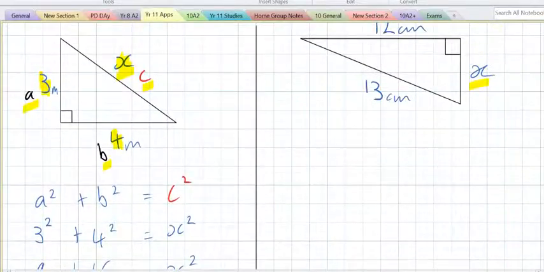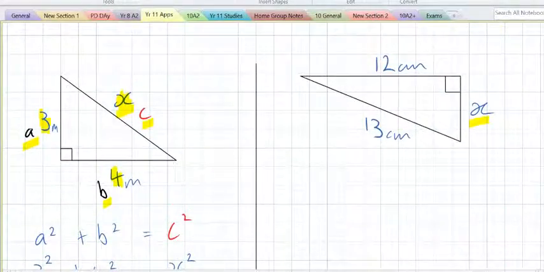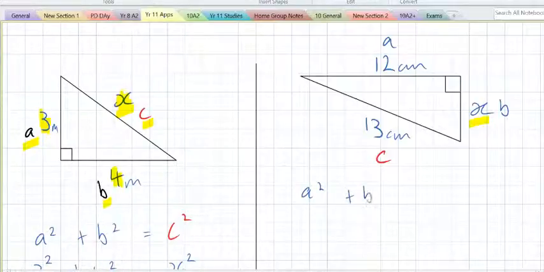Now, our process is almost exactly the same when x is not the hypotenuse. Once again, we label the sides A, B, and C. Rewrite the Pythagoras equation. A squared plus B squared equals C squared. Then we make the substitutions. So C becomes 13, A becomes 12, and B becomes x.